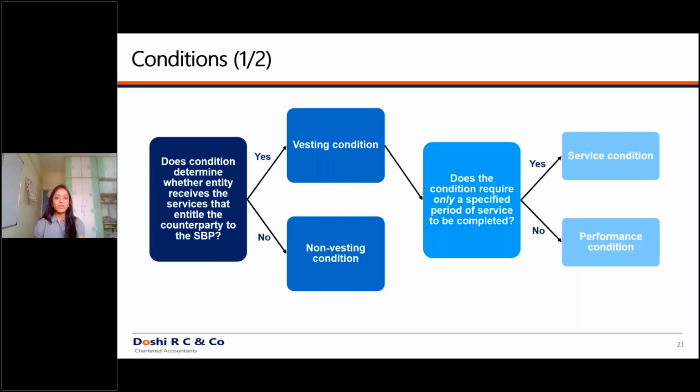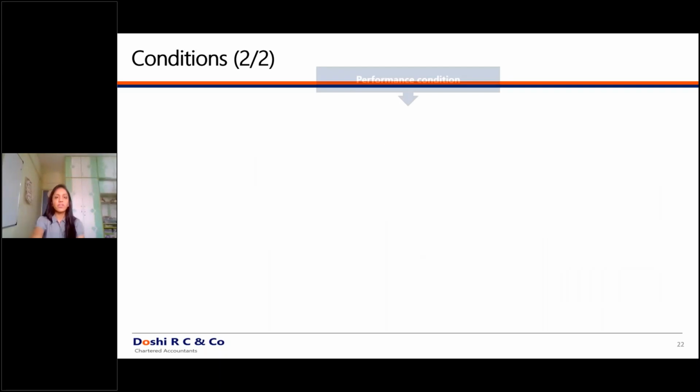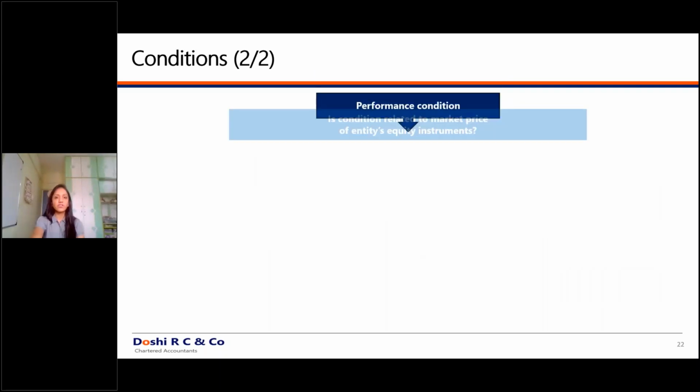A non-vesting condition would depend upon various market parameters. So whether the shares are issued to you or not will not be dependent upon these conditions. This is called a non-vesting condition. So we just discuss it ahead.